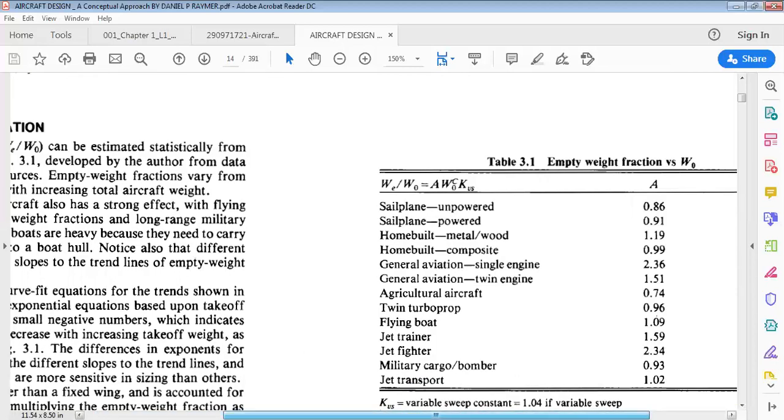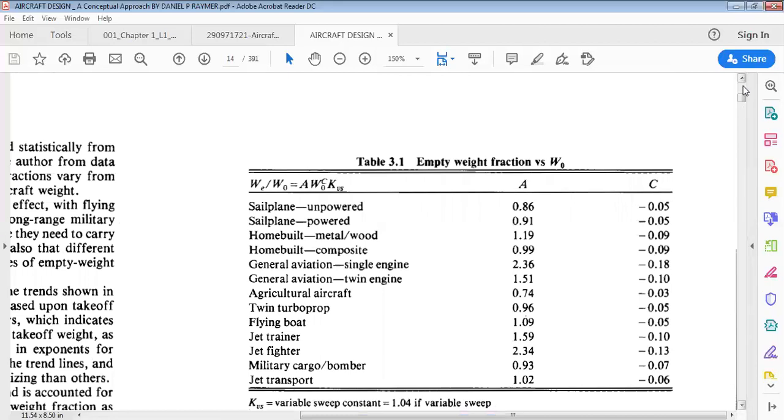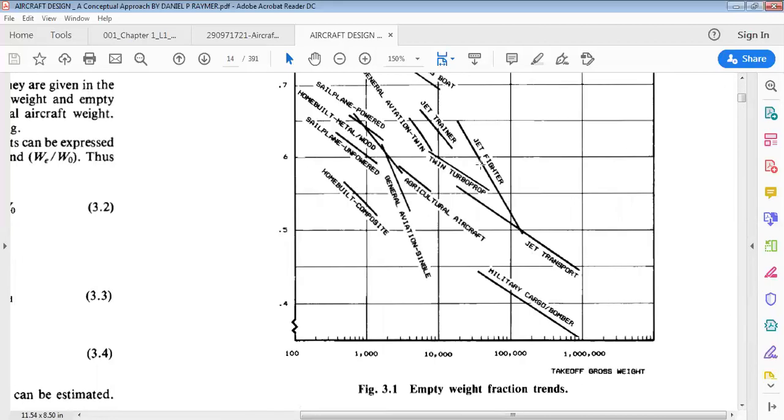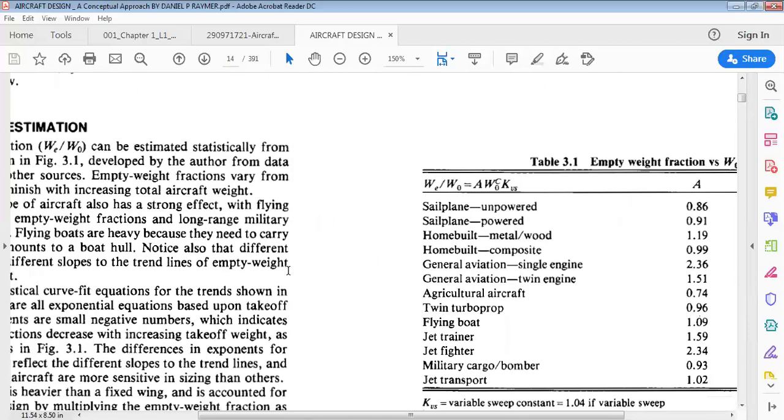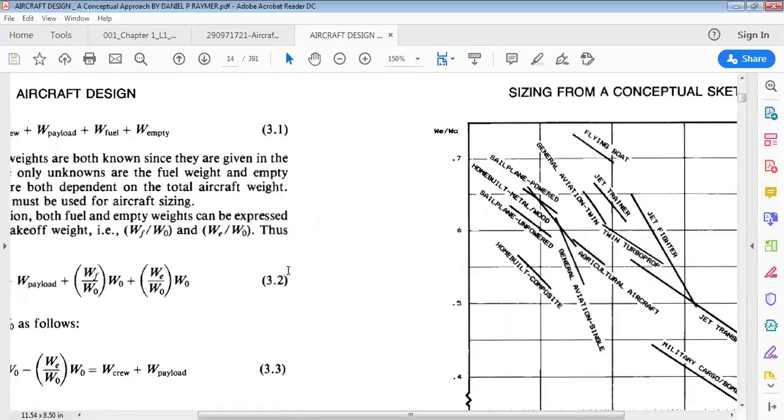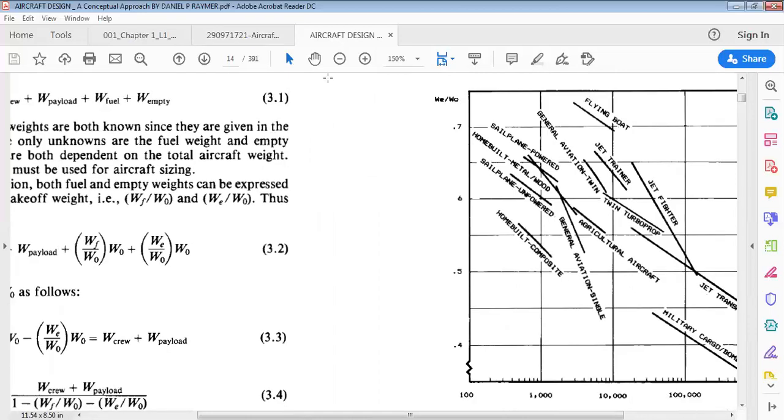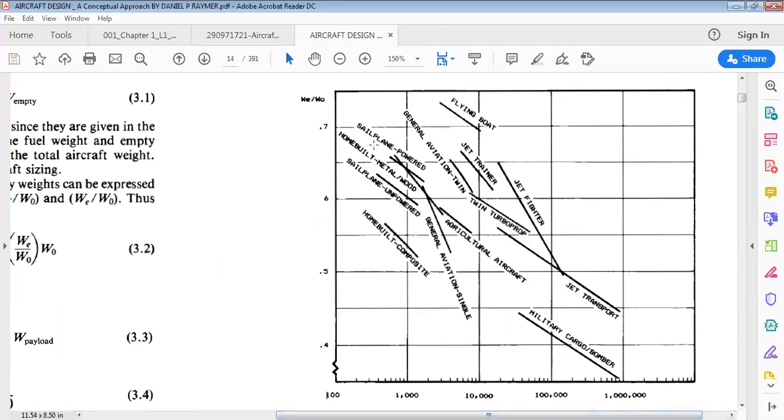I already told you that the F-15 aircraft has 44,500. Correct? So that is a jet fighter. You can see this is a 0.4. See the empty weight trends according to WE by W naught. You can see this is WE by W naught. Look at this graph, WE by W naught. So this is called empty weight estimation.